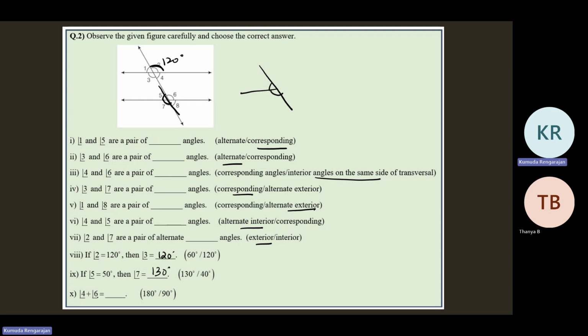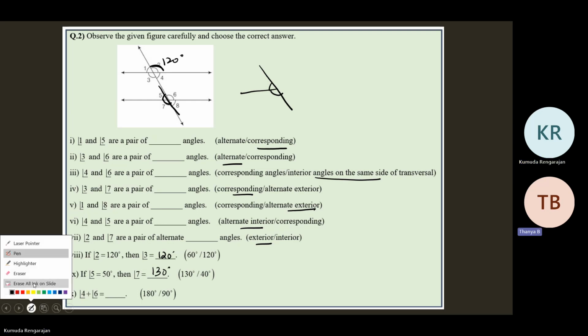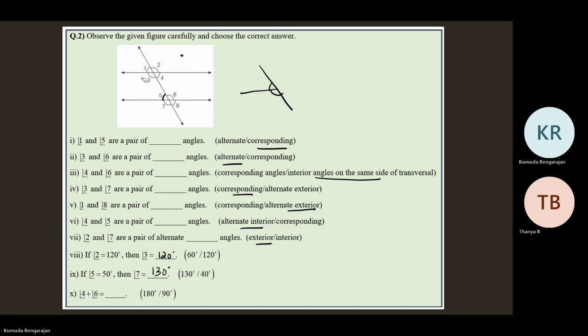The 10th one, angle 4 plus angle 6 is equal to 180 degrees. Angle 4 plus angle 6, yeah, 180 degrees. Reason? Because they lie on the straight line. No. So you're not sure about interior angles on the same side of the transversal.